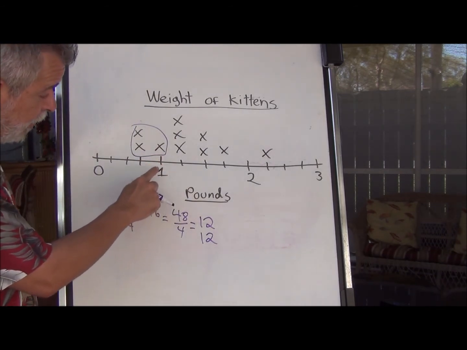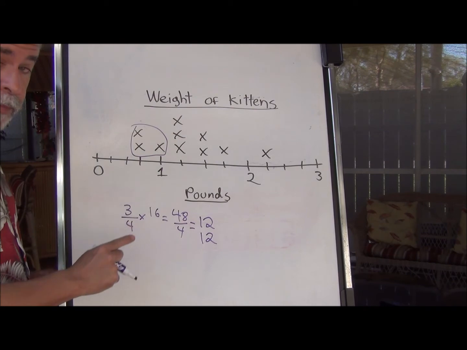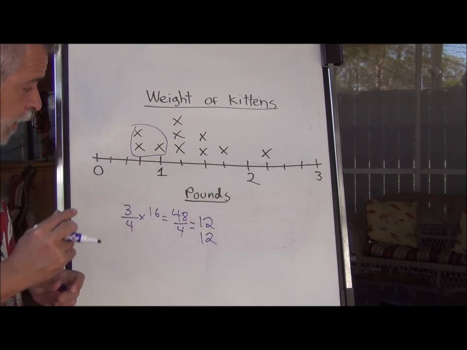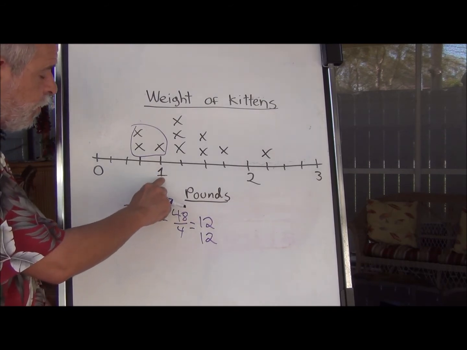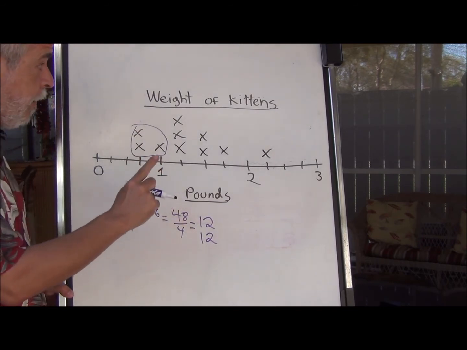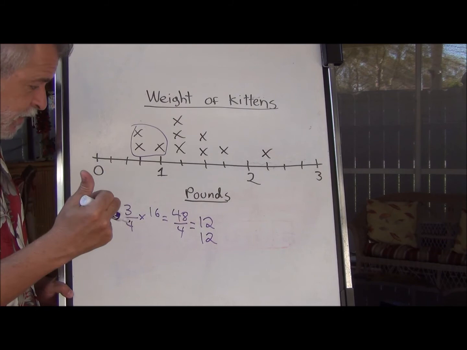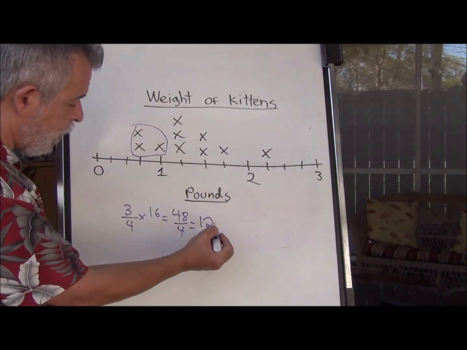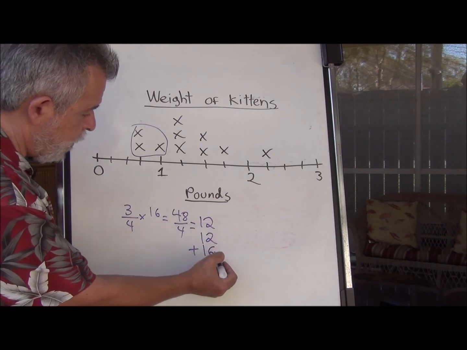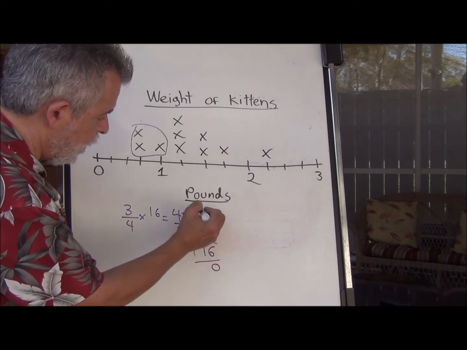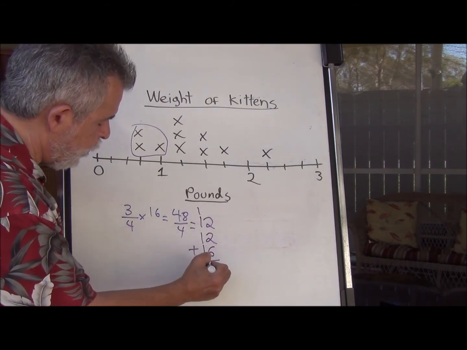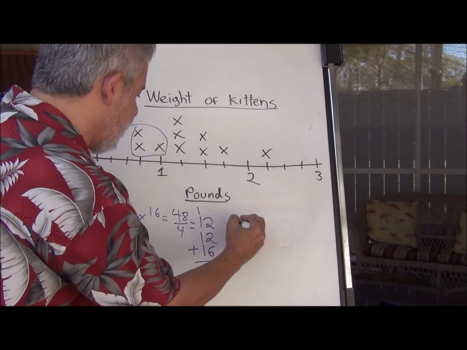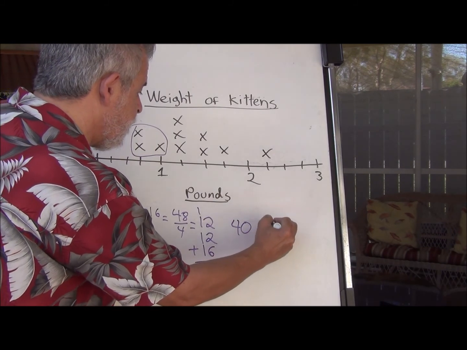And then the third kitten is 1 pound. But in the problem, they want you to give the answer in ounces. So everything has to be in ounces. So you have to turn that pound into ounces. 1 pound equals what? 16 ounces. So you add the 16 in there. Then we have 2 plus 2, 4. 4 plus 6, 10. Carry the 1. And 1 plus 1 plus 1 plus 1 is 4. So the weight of those 3 kittens altogether in ounces is 40 ounces.